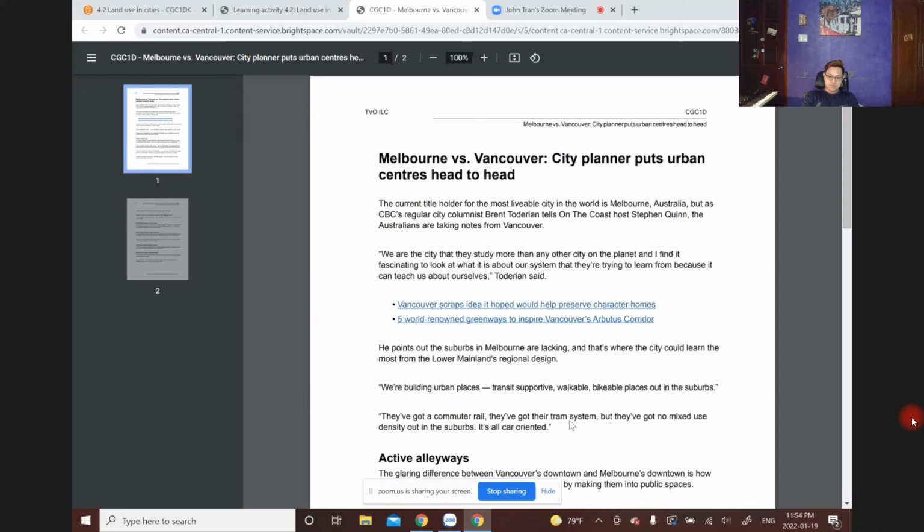Australia taking notes from Vancouver. We are the city that they come to study, more than other cities on the planet, and I find it fascinating to look at what it is about our system that they're trying to learn from, because it can teach us about ourselves.